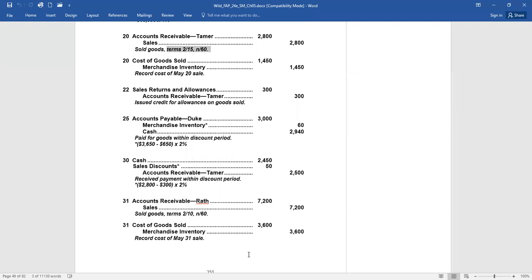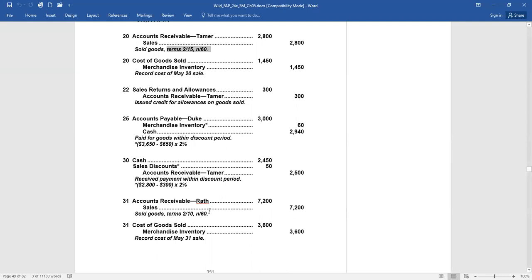Debit the expense account, cost of goods sold, for the cost of the inventory we just sold. Because remember, when we own that inventory, it's an asset to us. But when we sell it, we take it out of the asset category by crediting merchandise inventory and putting it into the expense, because this is a cost of doing business. We had to buy this inventory to make that sale. So when we sell the inventory, it becomes an expense and is debited to cost of goods sold.